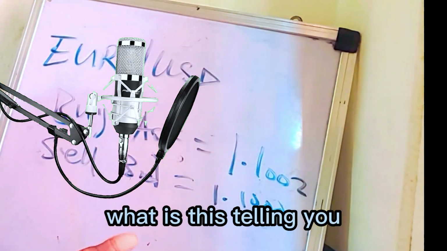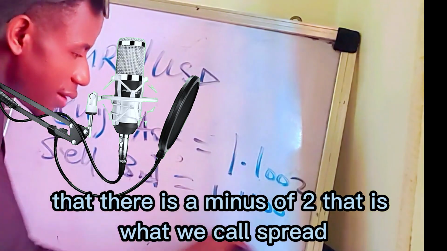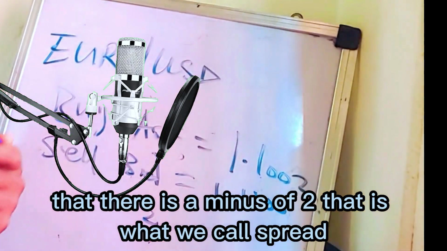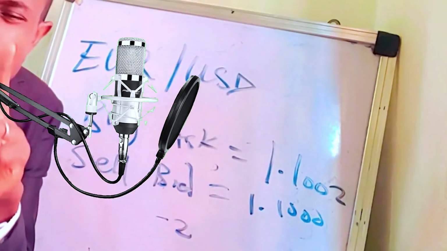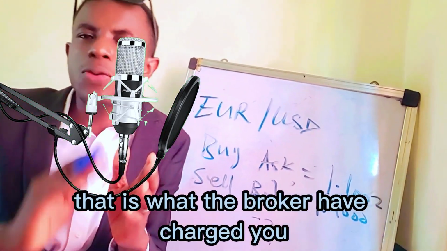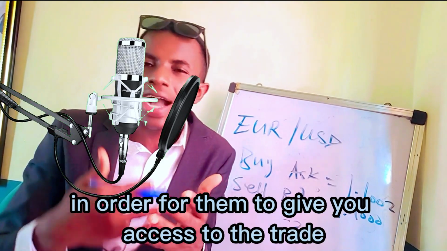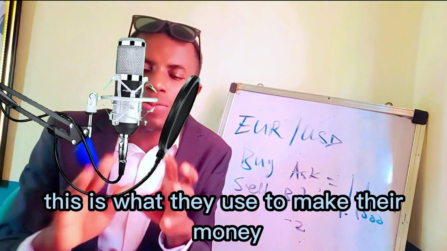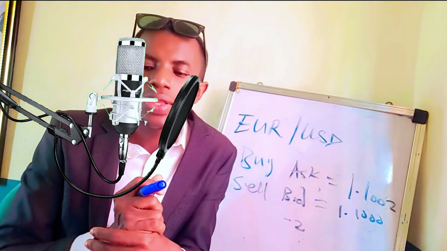What is this telling you? That there is a minus of 2. That is what we call spread. That 2 pip is the spread. That is what the broker has charged you in order for them to give you access to the trade. They give you access in. The broker, this is what they use to make their money. This is how they make their money.